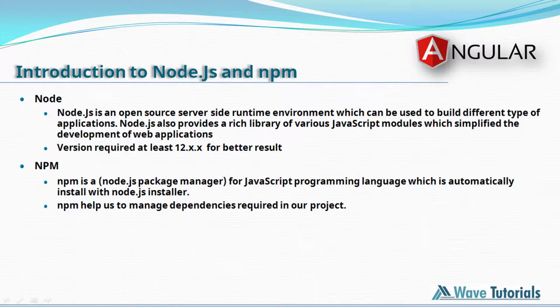Now, what is Node.js? Node.js is an open source server-side runtime environment which can be used to build different types of applications. Node.js also provides a rich library of various JavaScript modules which simplify the development of web applications. For this version of AngularJS, we require at least version 12 or higher for better results. NPM is a node package manager for the JavaScript programming language, which is automatically installed with the Node.js installer. NPM helps us to manage dependencies required in our project.